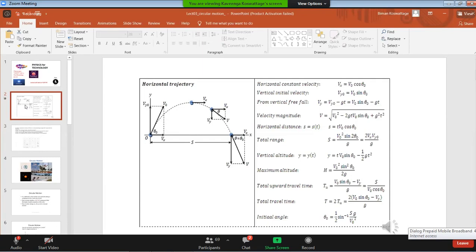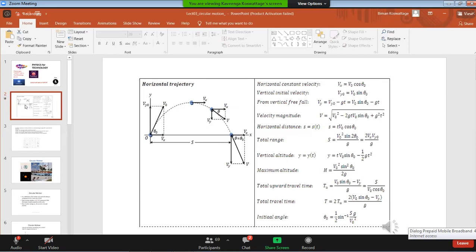So remember that the key to analyzing two-dimensional projectile motion is to break it into two motions, one along the horizontal axis, the other along the vertical axis. Breaking the motion into horizontal axis and vertical axis motions makes it easy to analyze, doesn't it?